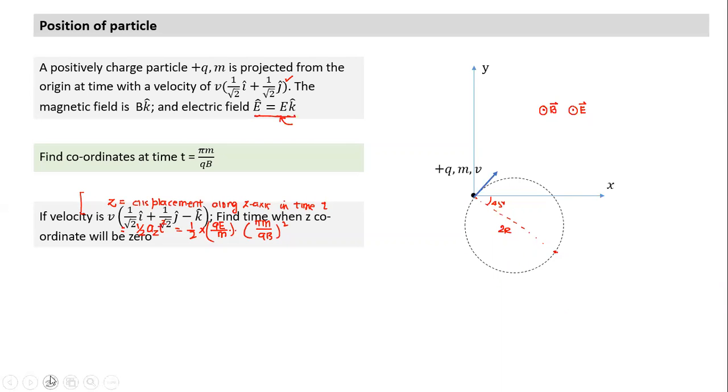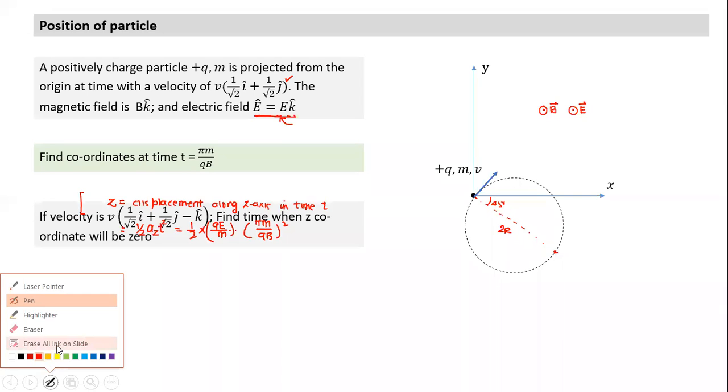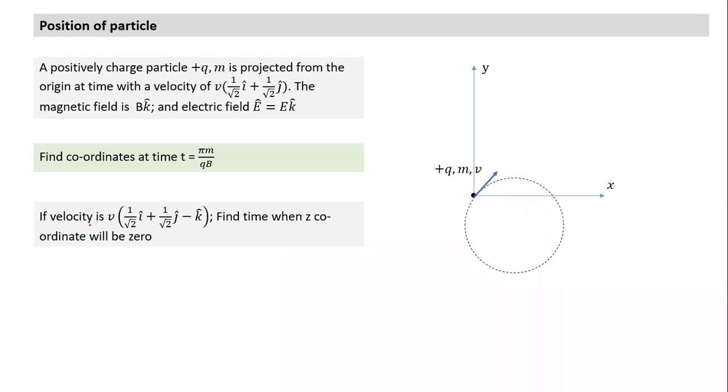So now a slight change. If I ask one more question based on this, something like this: if velocity is given like this, find the time when the z coordinate will be 0. Can we find an answer for this question? Earlier we took velocity like this, with no z component. Now it has a z component also, and there's an electric field as well. Will the z coordinate ever become 0?